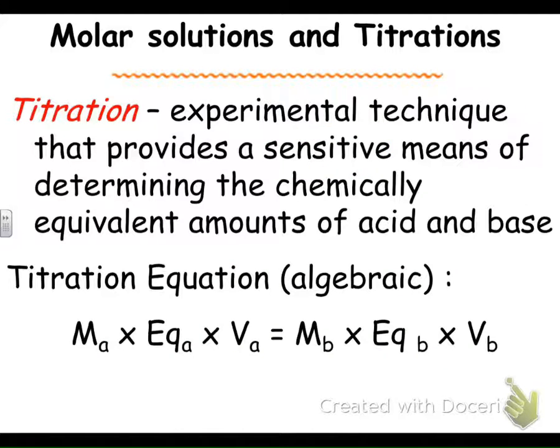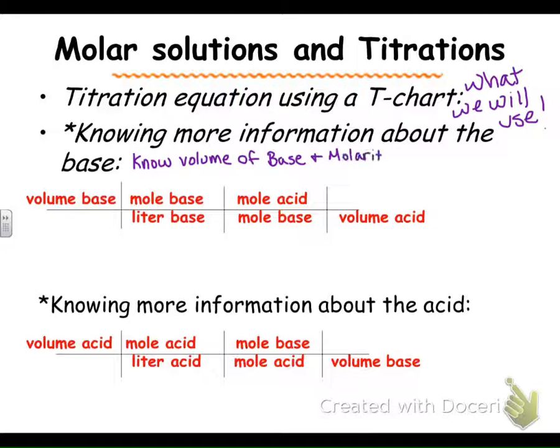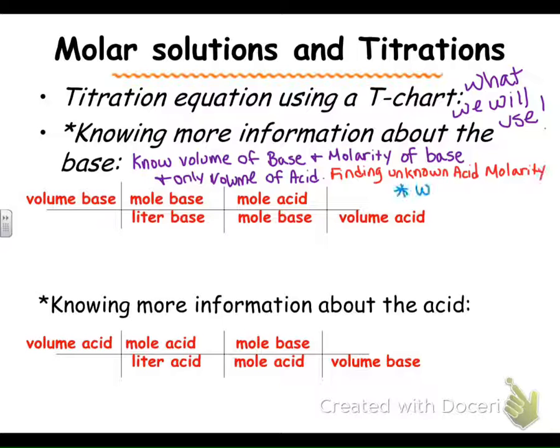So the algebraic titration equation is there, but I'm going to move on to the T-chart titration equation because that is what we will be using. And so our T-chart titration equation, if I know more information about the base, meaning if I know the volume of the base that I'm using, and I know the molarity of the base, and I only have the volume of the acid, I'm going to be able to calculate the unknown acid molarity. So this is basically what we're going to be doing in lab.